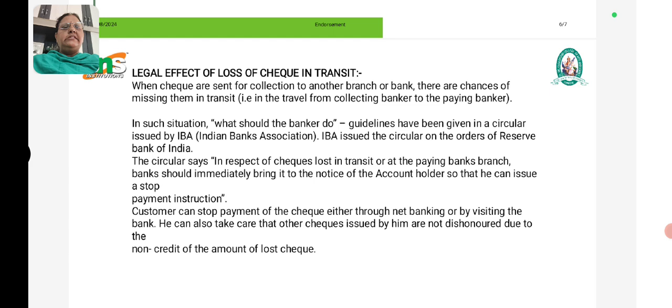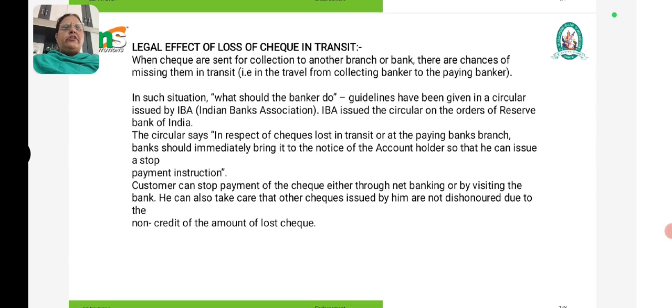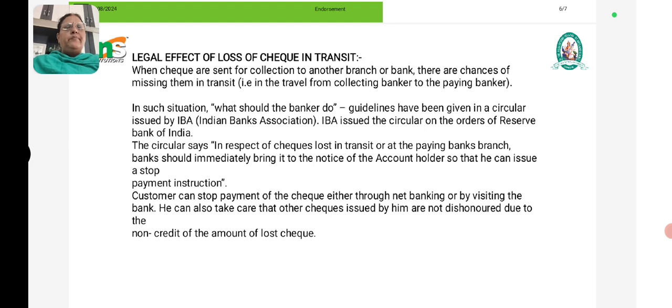The circular says that in respect of a check lost in transit or at the paying bank branch, the bank should immediately bring it to the notice of the account holder so that he can issue a stop payment instruction. The customer can stop payment of a check either through net banking or by visiting the bank. He can also take care that the other checks issued by him are not dishonored due to non-credit of the amount. So these are all the legal effects of loss of a check in transit.